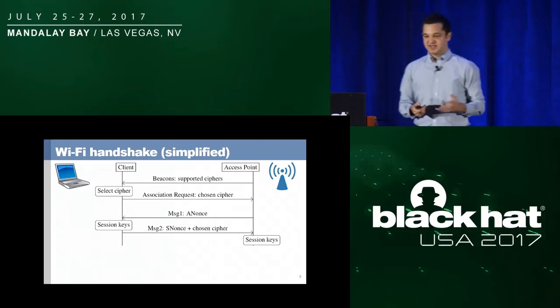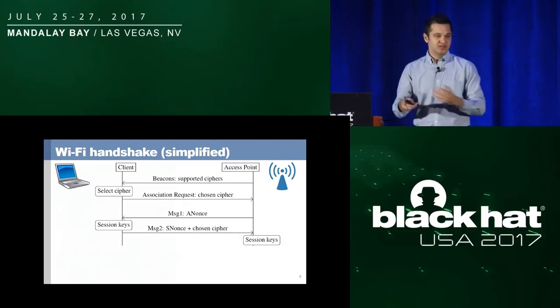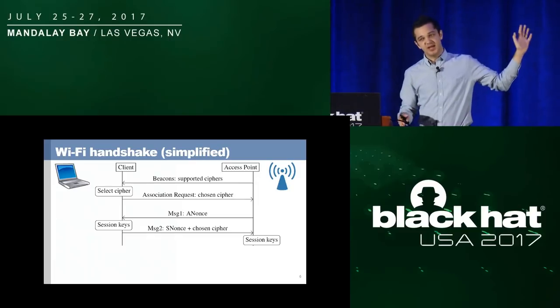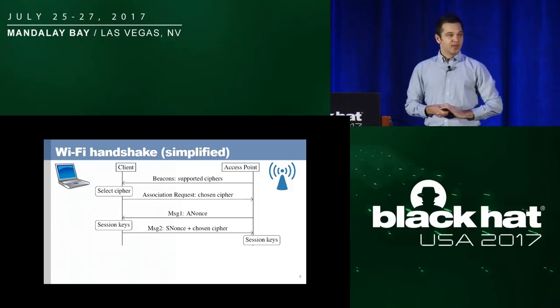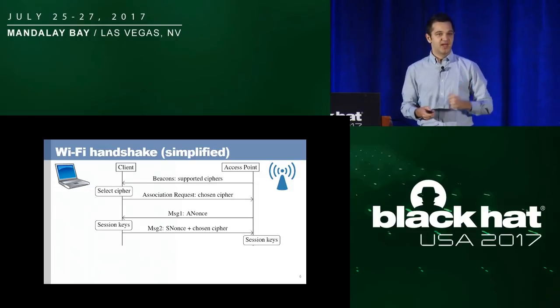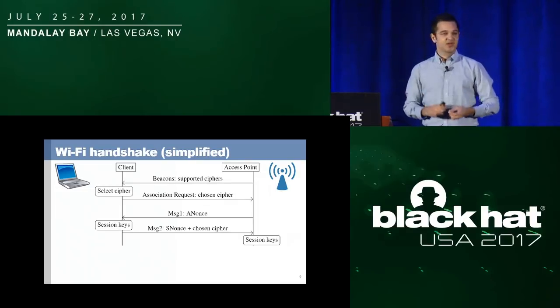Once the client has sent this association request, which informs the access point, hey, I'm a client and I want to connect, if the access point accepts this client, then it will send the first message of the handshake, and then the client will reply.